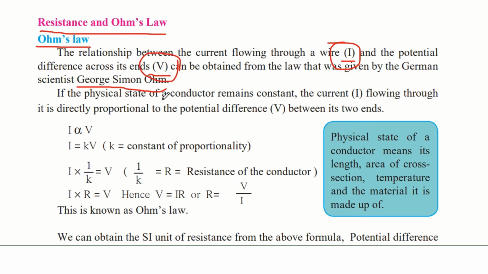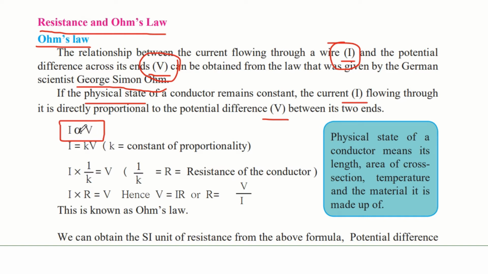If the physical state of a conductor remains constant, the current I flowing through it is directly proportional to the potential difference between its two ends. So this is what he told us: as long as the conductor is in the same physical state, that is solid or liquid, the current flowing through it would be directly proportional to the potential difference between its ends. So that is what we have written here, where I is directly proportional to V.